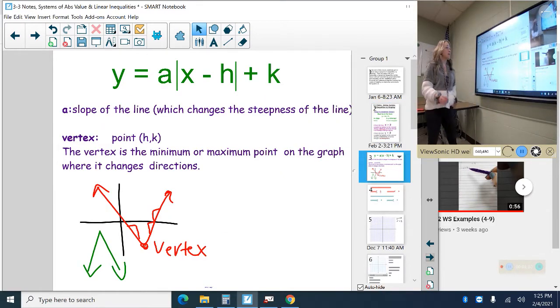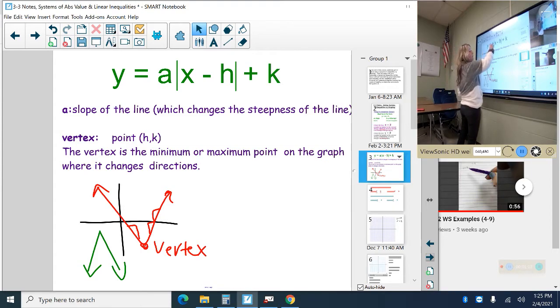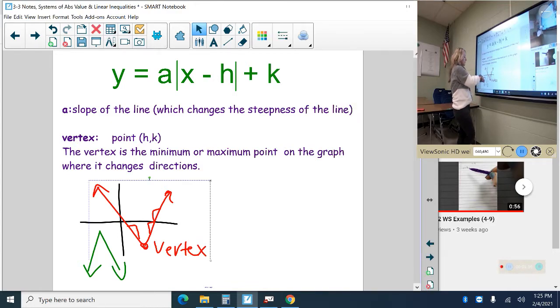Okay, now let's also remind ourselves how to graph an absolute value. Remember, A, okay, we're not going to talk about when A is on the inside, but we'll talk about when A is on the outside. When A is on the outside of an absolute value, we remember this is the slope or the change of the steepness of the line, or the V, which if you remember, absolute value is in the shape of a V, and the vertex is (h, k). The vertex is the minimum or the maximum point.